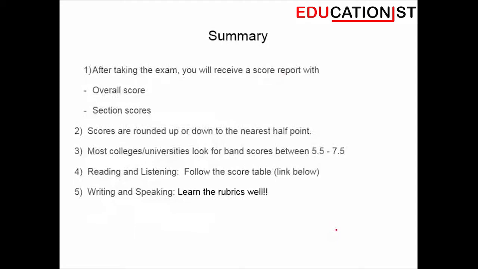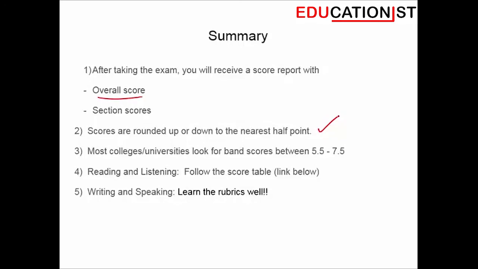So to summarize, the first point: after taking your exam, you will receive a score report with your overall score and your section scores. The overall score will just be your average score for the entire test. And scores are rounded up or down to the nearest half point. So remember how we do that, depending on what your average score is and what decimal point is at the end. Most colleges and universities are looking for band scores somewhere around 5.5 to 7.5, but you need to check with your institution to see what they require.